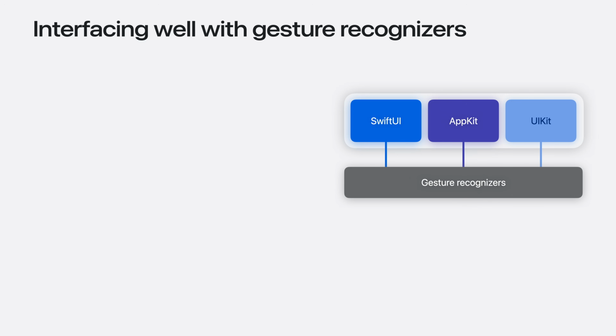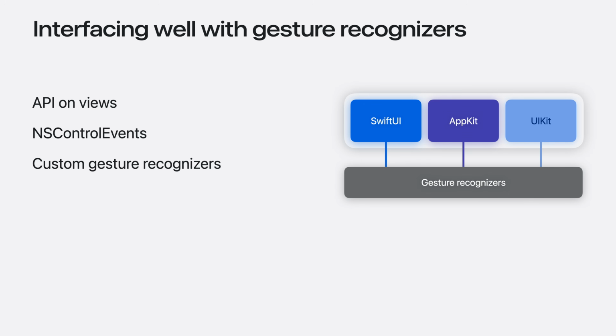The modern way of dealing with events is gesture recognizers. I'll explore 3 solutions that interface well with them: view-based APIs, control events, and custom gesture recognizers themselves. These offer the same customizability as tracking loops and mouse down overrides, and support cross-framework compatibility. I'll tell you when to reach for each.